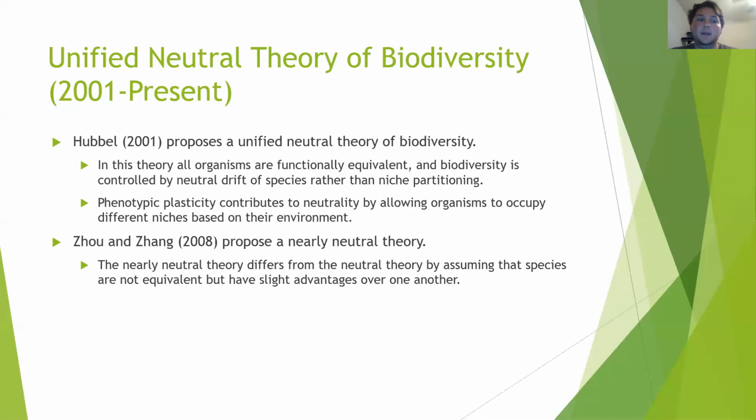And then Zhu Zhang in 2008 proposed the nearly neutral theory, which rather than saying that these organisms are all equivalent, says that they're close to being equivalent, that they do have different fitnesses, but by occupying different niches, they're able to equalize these niches. And so they're nearly neutral. And as a result, that's why an organism with a lower fecundity rate is not going to be driven to extinction.